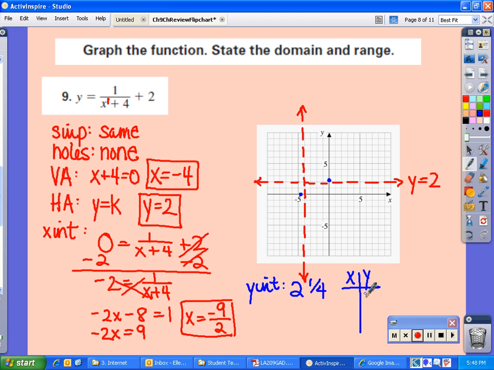Picking numbers that are easy to work with, I chose -5 and -3. If you plug -5 in for x, you get -1 plus 2 is 1. If you plug -3 in for x, you get 1 plus 2 is 3. Let's add those points to the graph. -5, +1, and -3, +3. Now we can sketch.